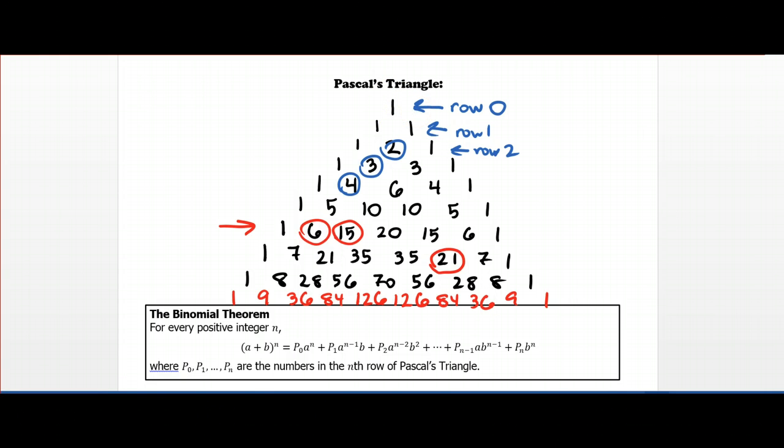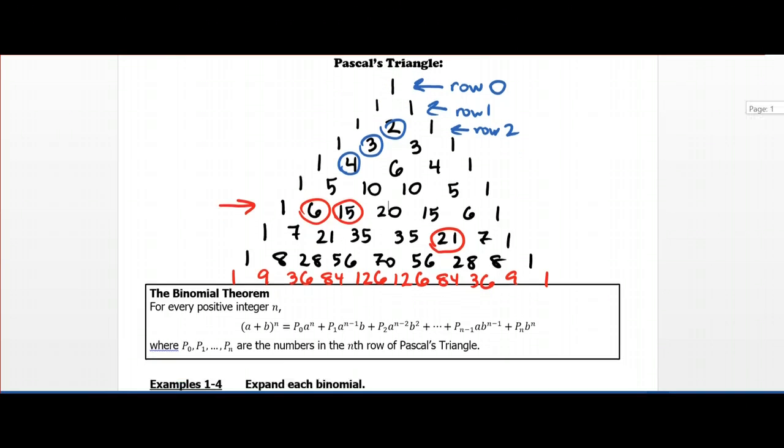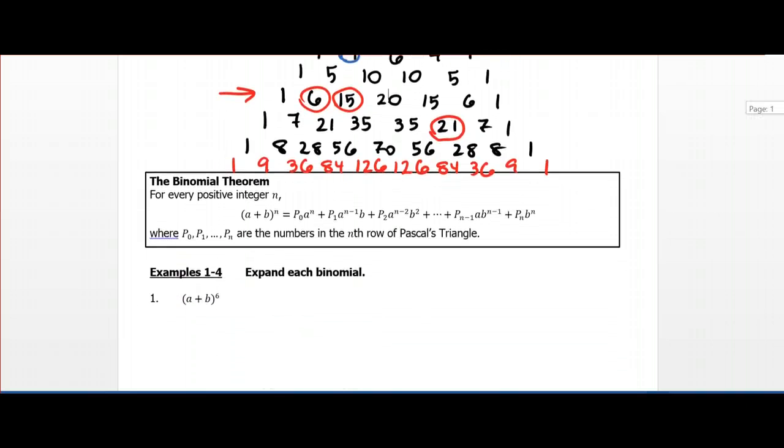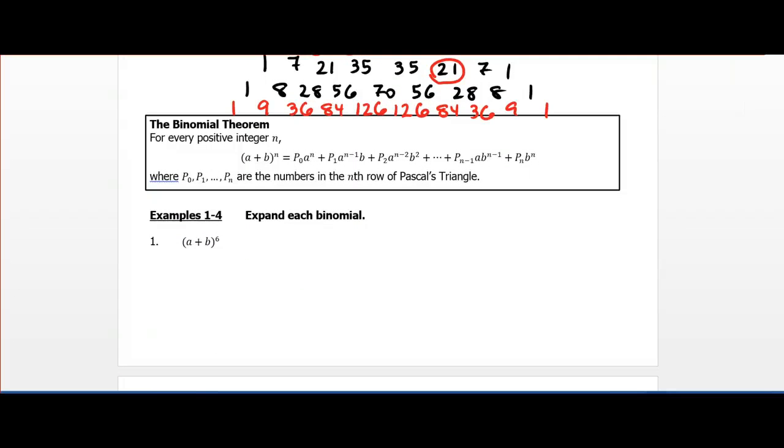Now we're going to use Pascal's triangle up here to apply what is called the binomial theorem. The binomial theorem says this: for every positive integer n, if you take a binomial to that n power, you get this pattern here in terms of the binomial expansion. p sub 0, p sub 1, p sub 2. This probably makes no sense to you as you read this.